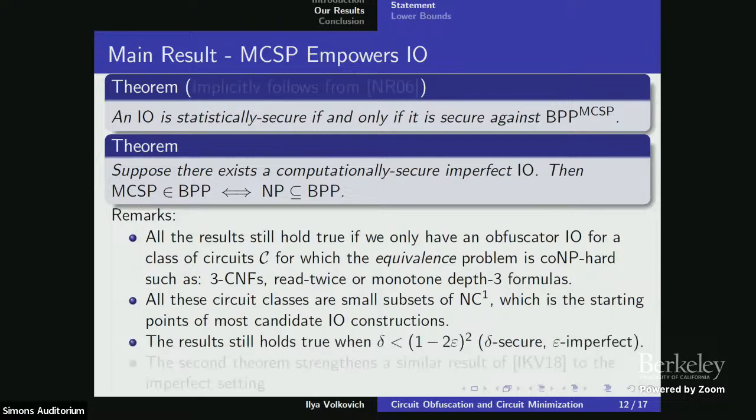And let me just mention, in terms of epsilon and delta, remember the security and imperfection. So you don't have to be perfect. You don't have to be negligible. It's enough that your security is less than 1 minus epsilon squared, where epsilon is the level of imperfection. So basically, you can have a slightly imperfect IO, which is somewhat secure, and it's still all going to hold. All these things are going to work. Questions, concerns, complaints?